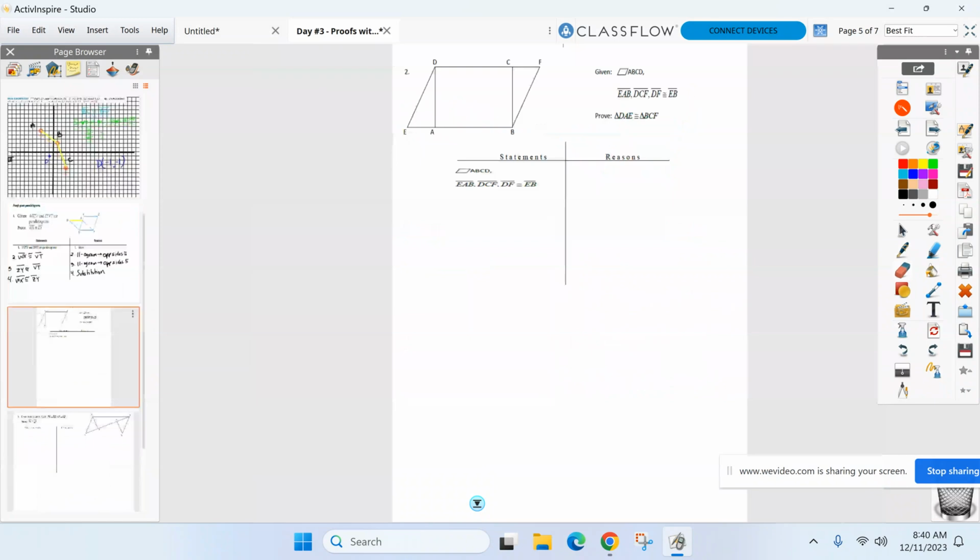Oh, look what's back. What are we asked to prove in this? Don't write a darn thing. What are we asked to prove? Oh, two triangles congruent. That sounds familiar, right?